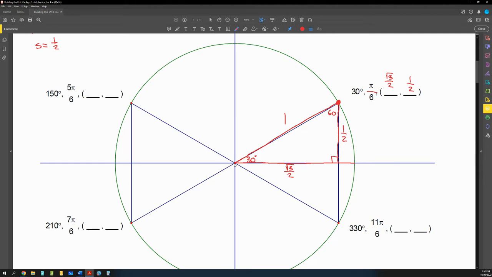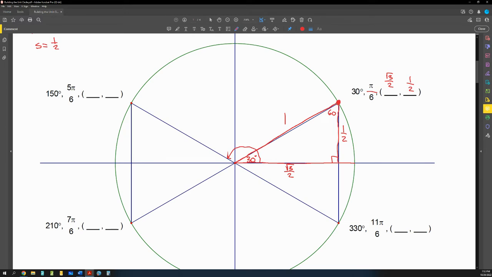So remember, to get to the point, you got to go right, and then you got to go up to get to that point on the unit circle. So we go right root 3 over 2 units, and then we go up 1/2 unit. Okay? Suppose then we have 150 degrees. So if I were to have 150 degrees, that would be this distance all the way around in quadrant 2.